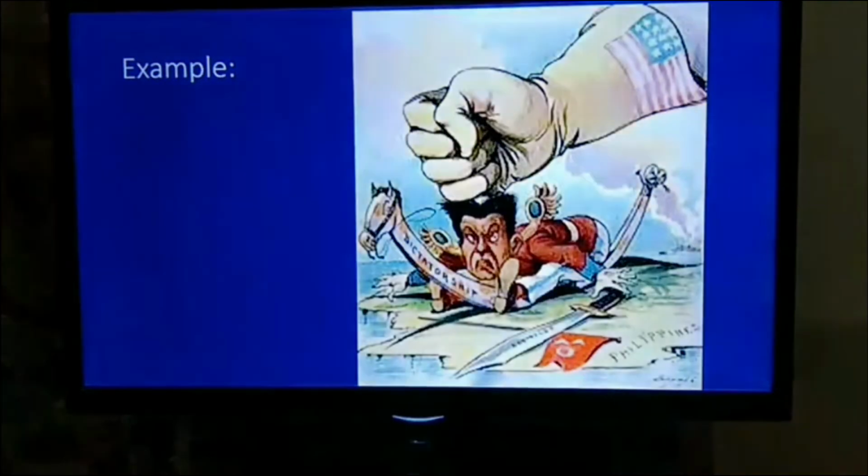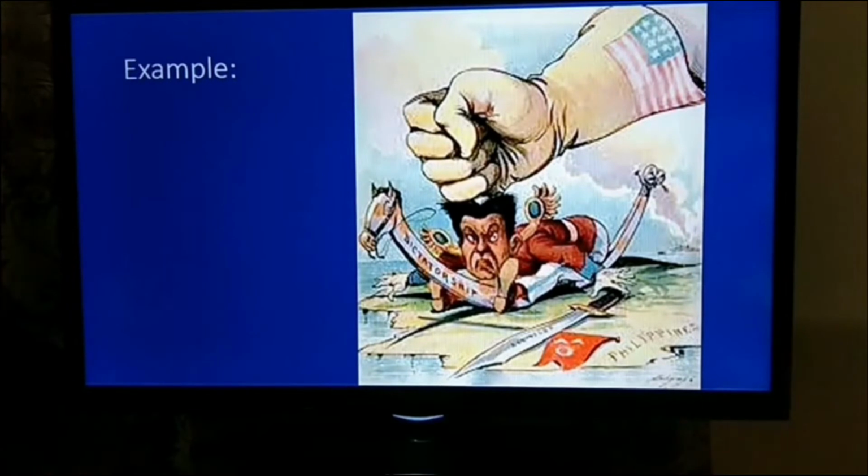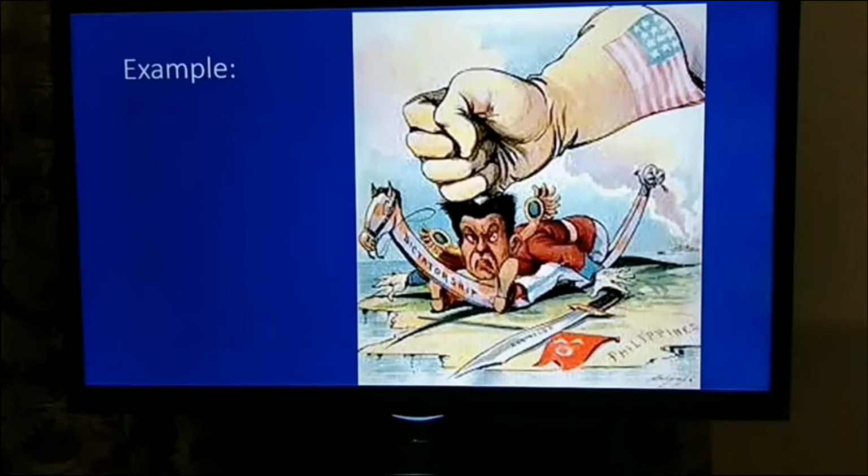To give you an example, here is a 1898 or 1899 caricature which appeared in an American newspaper. Okay, in America. Try to figure out what this means. What are the figures that you can see there? You can see the giant hand. Probably that's the first thing that you will notice. And the giant hand has a flag of America. So therefore, the giant hand symbolizes the American government.